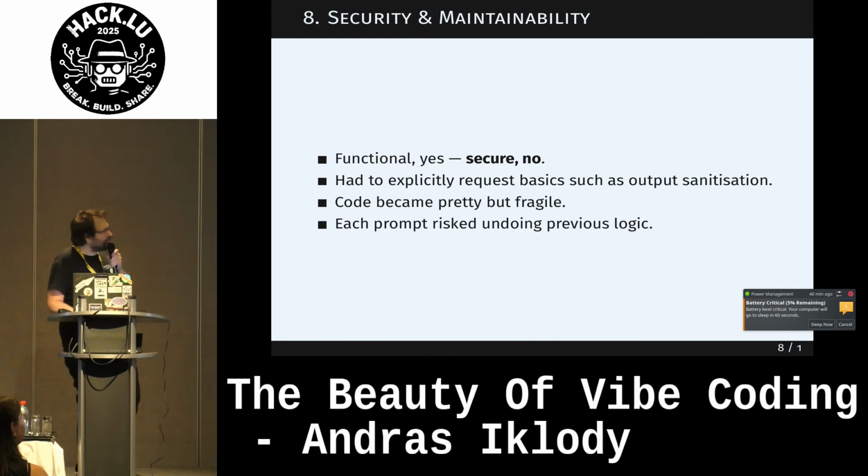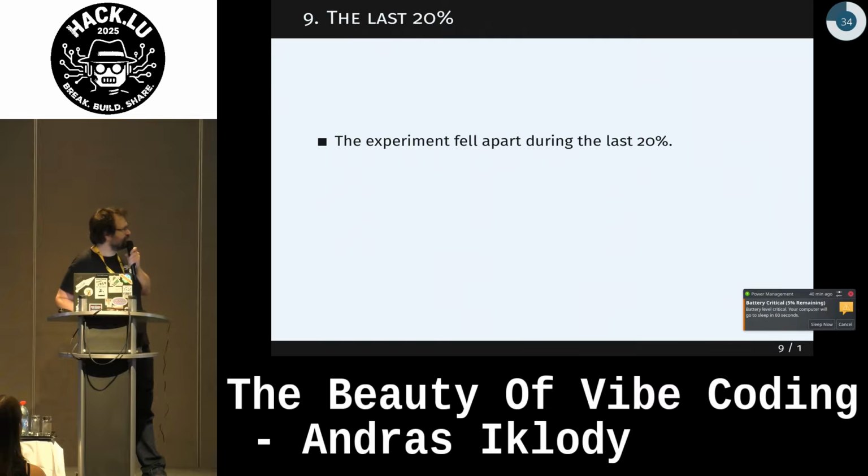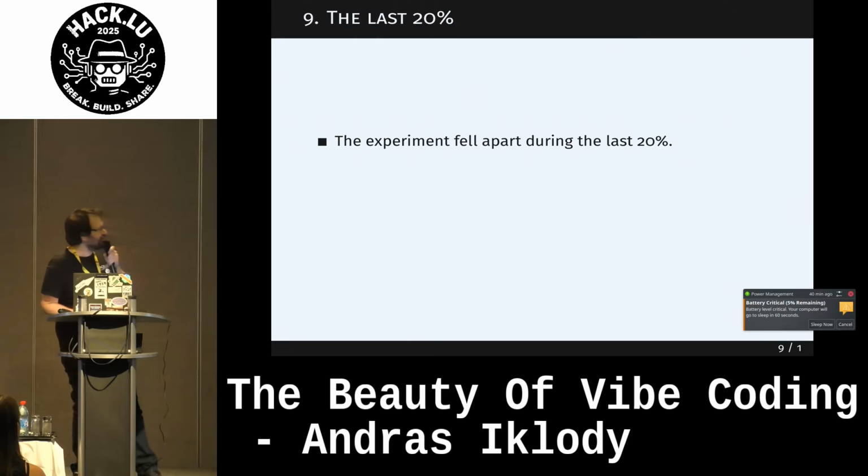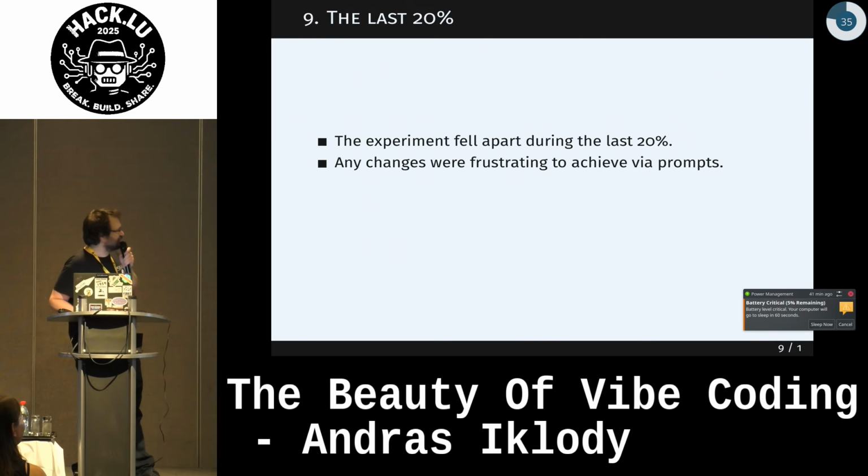Basically, each prompt and each improvement risked undoing something from before. At this point, the whole process was so frustrating. I didn't really know what to do next. And the whole thing absolutely fell apart in the last 20%. Once I had a basic prototype that kind of worked, I went into the refinement phase, and that's where nothing worked anymore. Anytime I tried the refinement, I lost a lot of time just trying to fix the issues it introduced. At this point, it was so frustrating that I gave up on my project, and I ended up finishing the last 20% by hand.